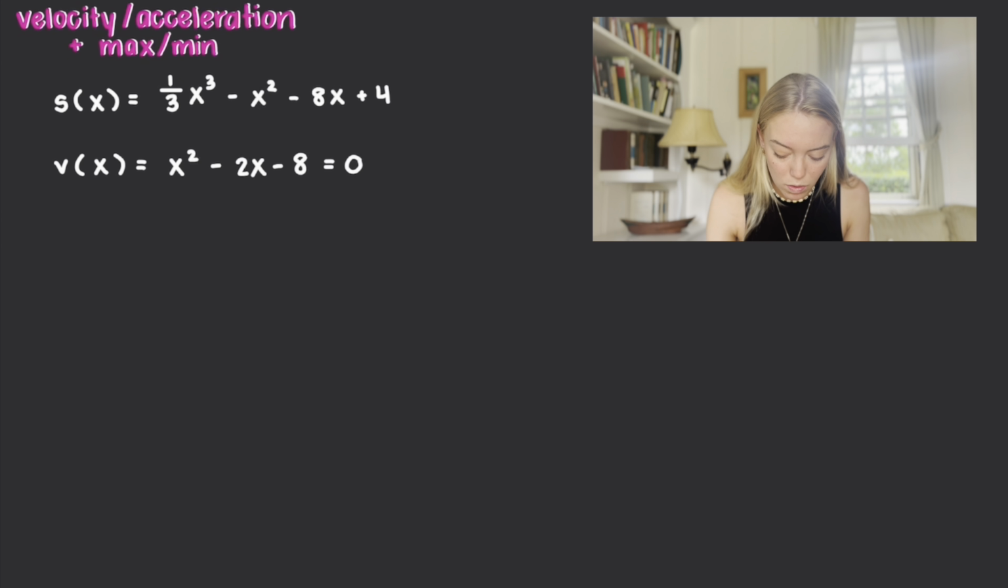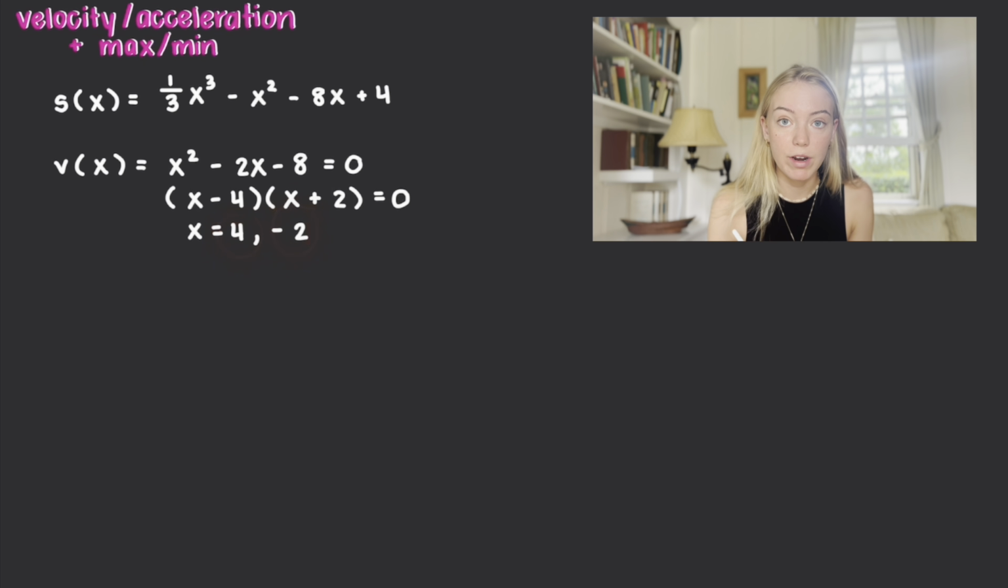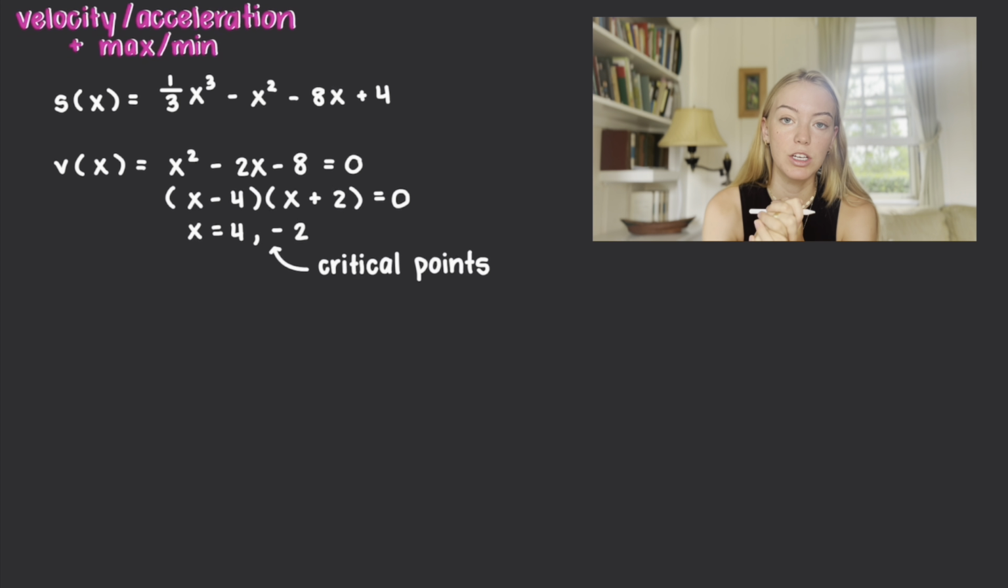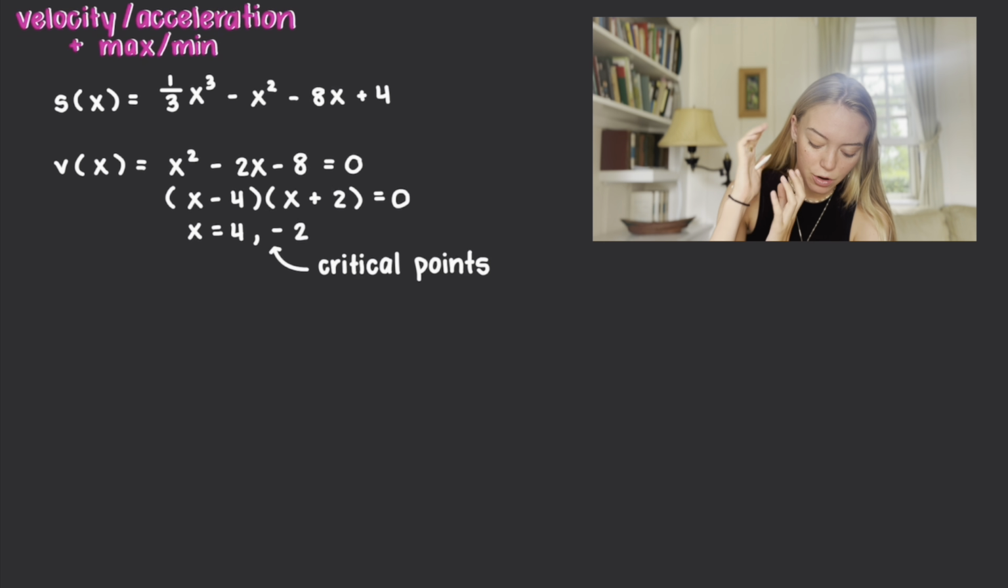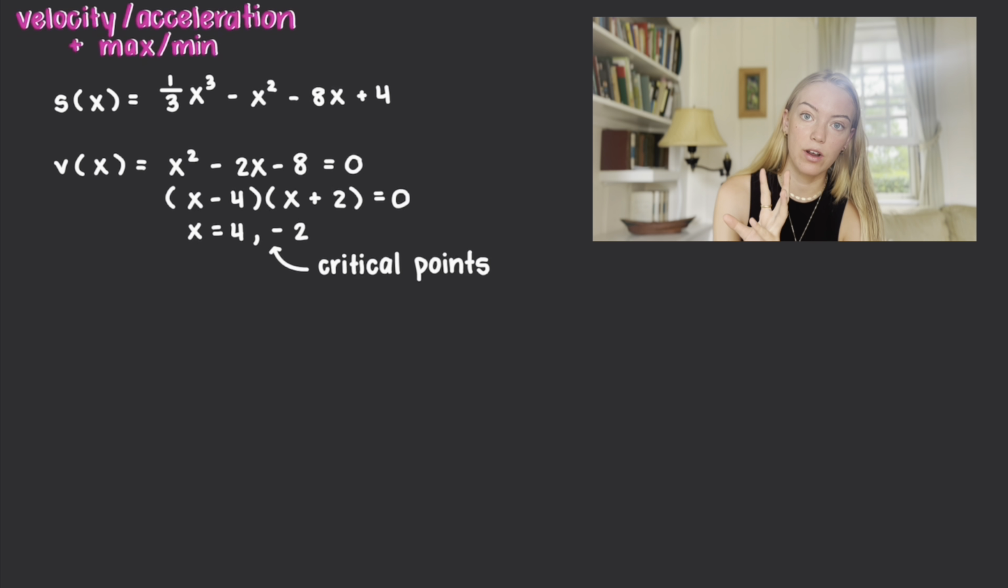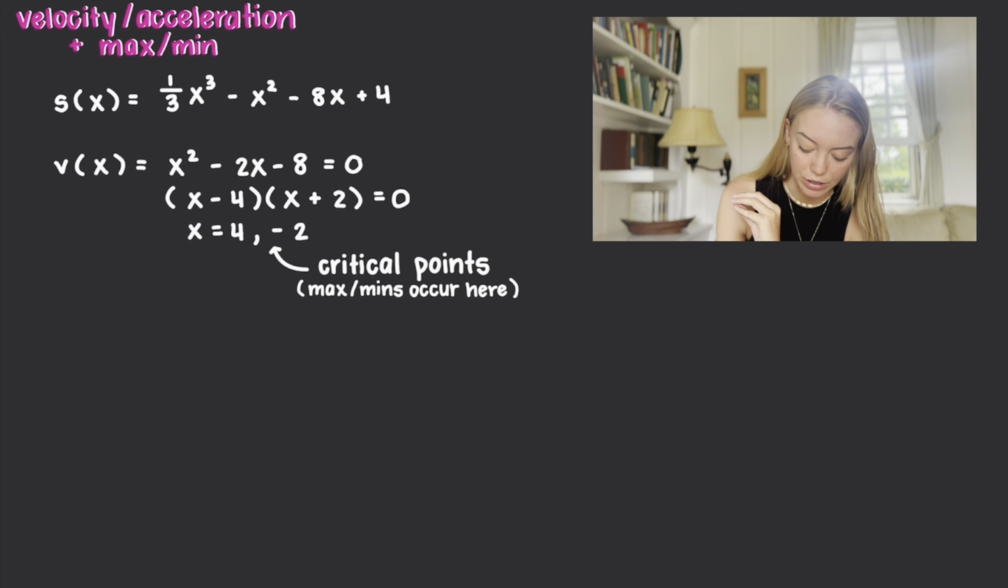So to solve for x here, we notice that this is factorable, and we find that the zeros of this function are x is equal to 4 and x is equal to negative 2. Okay, these are called critical points. So teachers are going to ask you, okay, where are the critical points of this function? The critical points are where the velocity is equal to 0. Critical points tell you where the max and mins of the function occur. They might ask you, okay, what are these critical points? Well, we know that the max and the min are going to occur at either 4 or negative 2.